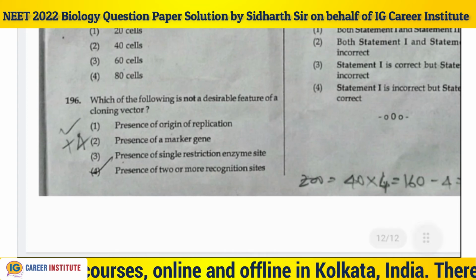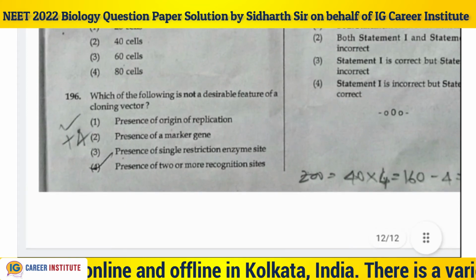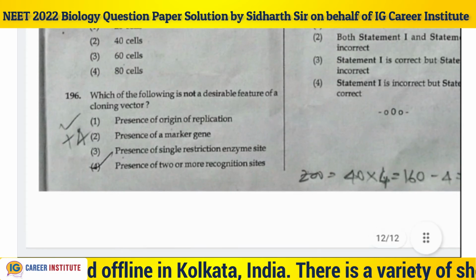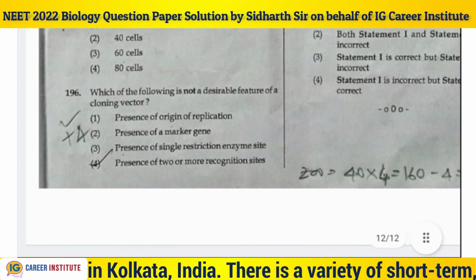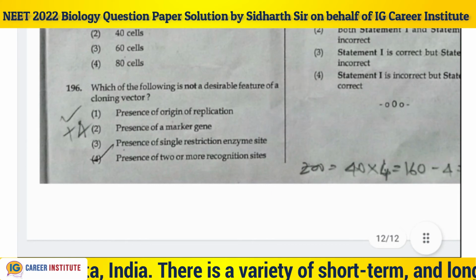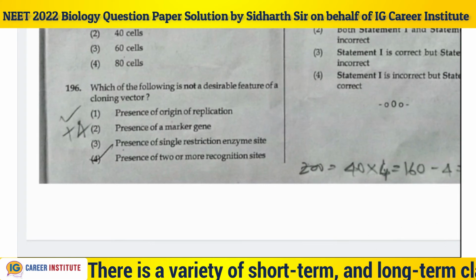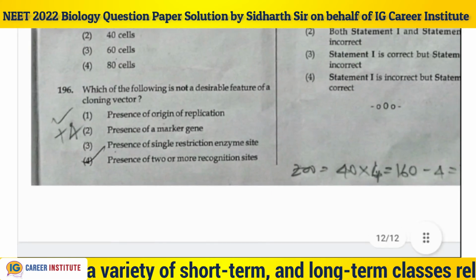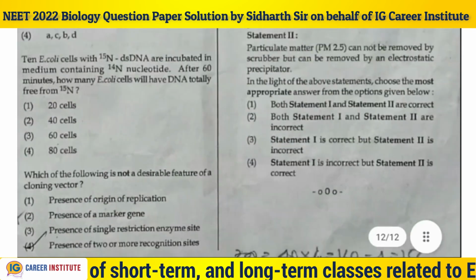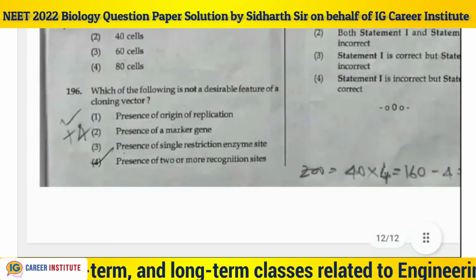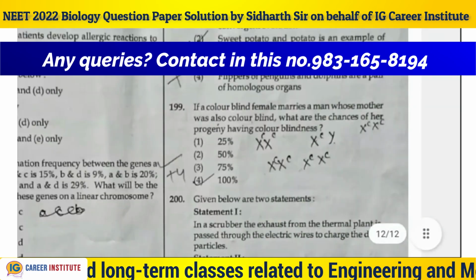196. Which of the following is not a desirable feature of a cloning vector? Presence of origin of replication is one of the features required. Presence of a selectable marker gene, yeah. Presence of a single restriction enzyme site, yeah. Presence of 2 or more recognition sites, no. That will complicate things.